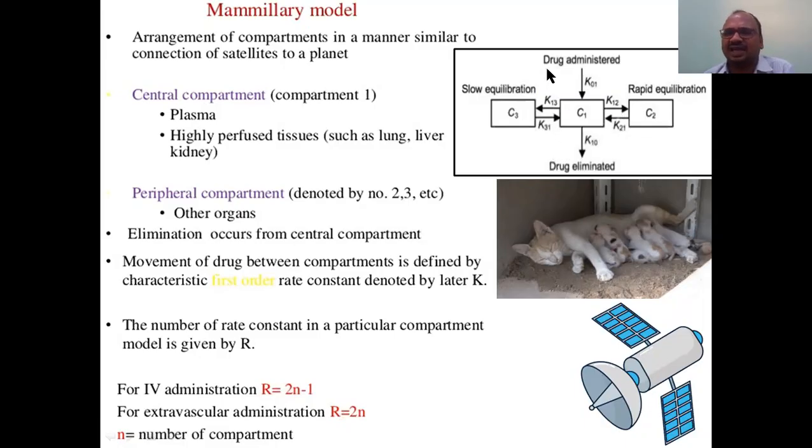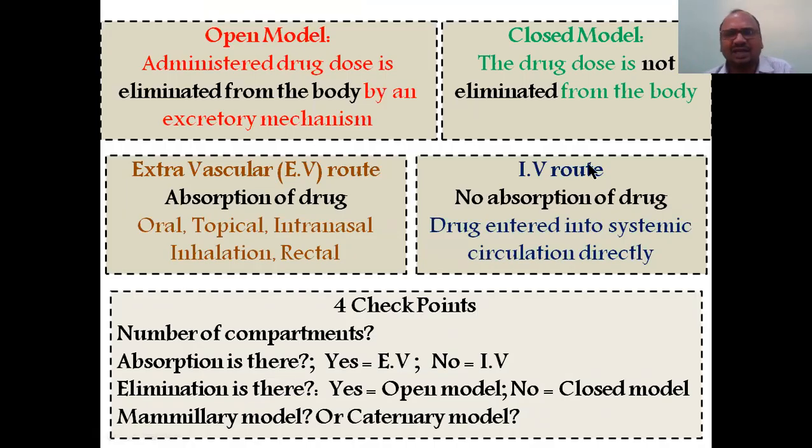Like that, it is very easy to calculate and very easy to remember also if you follow it systematically. See, this is an extravascular route. See the pointer, see the cursor. Extravascular means absorption is there: oral route, topical route, intranasal route, inhalation route, rectal route, any route having absorption except the IV route. IV route has no absorption of the drug. The drug is entered directly into the systemic circulation.